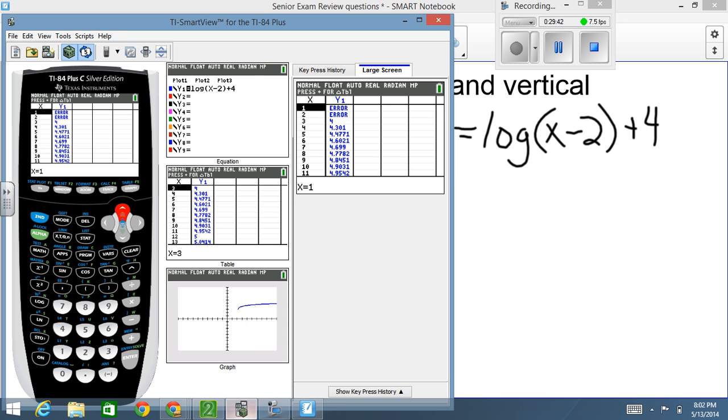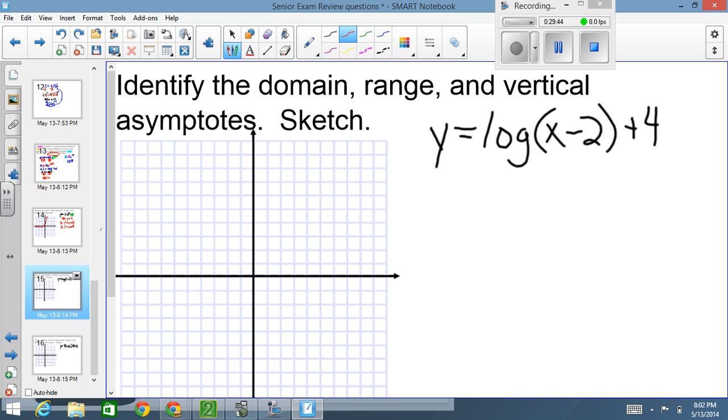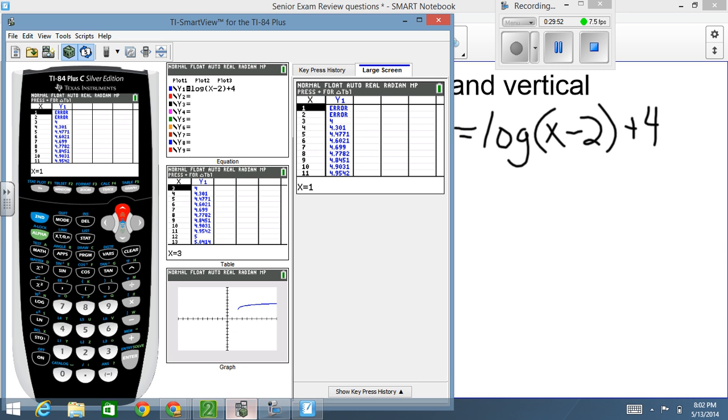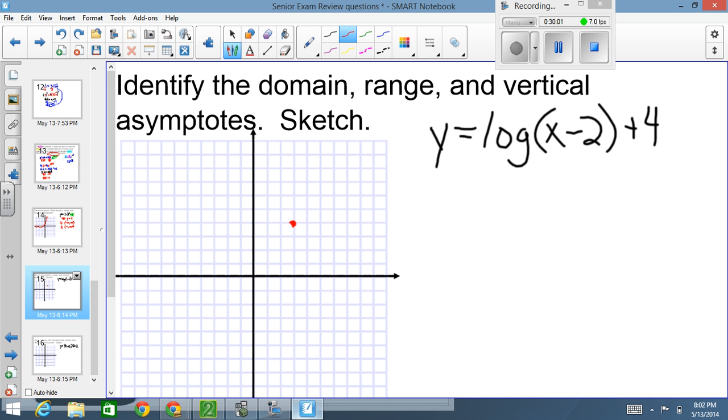So when I go to my graph, I'm going to make sure to go to the right 3 and up 4, and plot this point right here. From there, you definitely want to do your best at grabbing another point or two. So 4 and 4.3, 5 and 4.47. You're going to have a tough time getting any more exact than that.